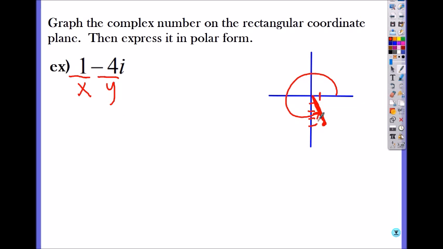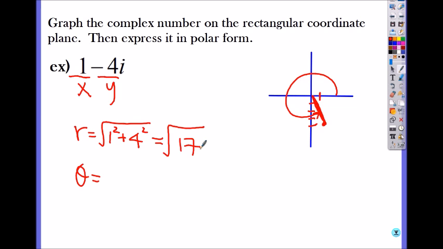So what do we need? We need r and theta, right? R is the length. So what do we do? It's the square root of 1 squared plus negative 4 squared, which is the same as 4 squared, so I'm just going to write it as positive. So it is square root of 17. Just leave it as it is. You could simplify the radicals.